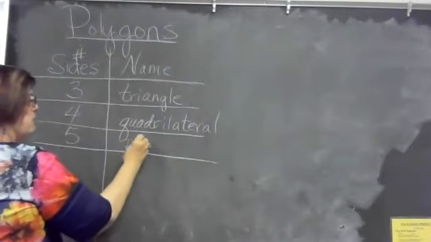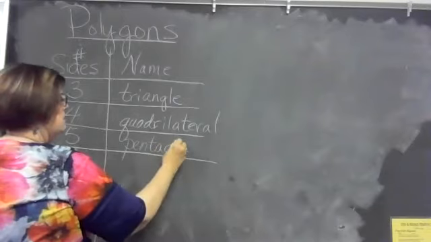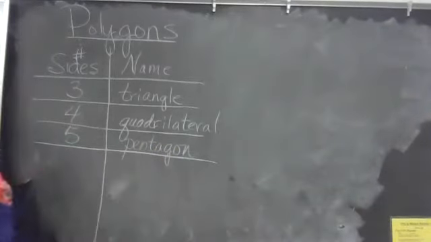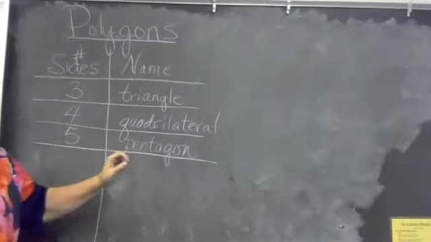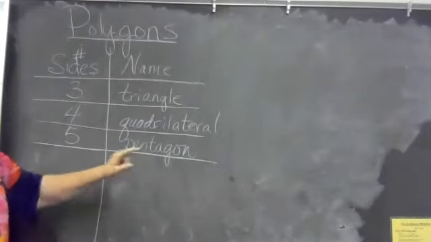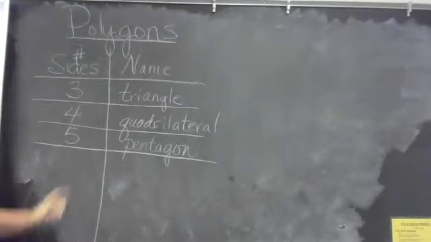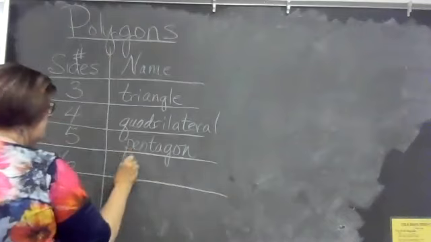Okay. 5. I remember this like the building in Washington. Penta. Penta is 5. You've heard of pentagrams. You know, it's a star with 5 points. And penta means 5, so it's a 5-sided polygon. 6. Hexagon.